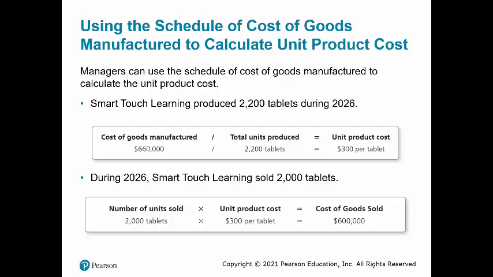Also, we can use the unit product cost to determine cost of goods sold. If during the year Smart Touch Learning sold 2,000 tablets, then 2,000 tablets times the unit product cost of $300 would give us cost of goods sold of $600,000. And that is the conclusion of the demonstration of Part 2 of Learning Objective 3.